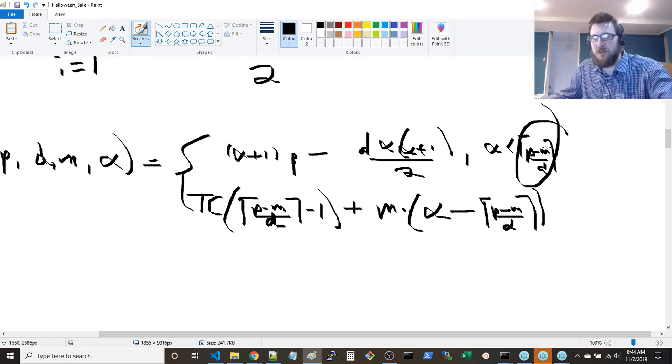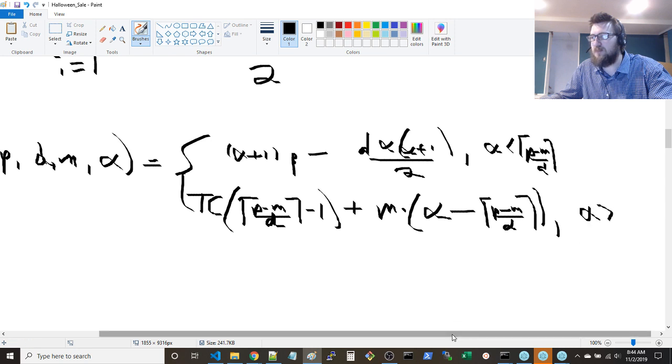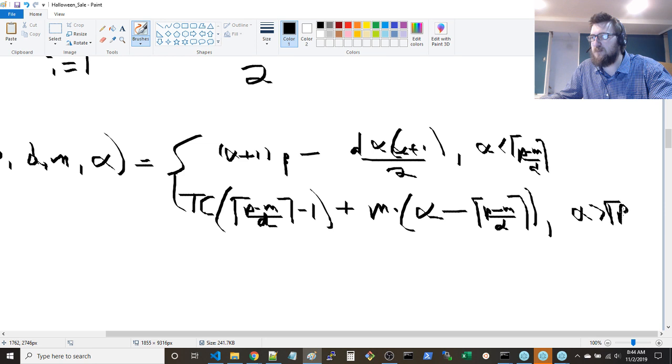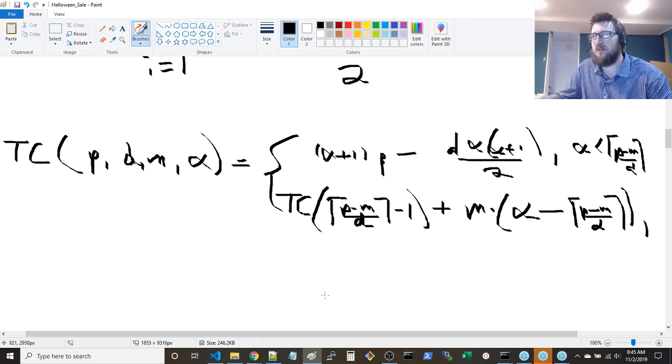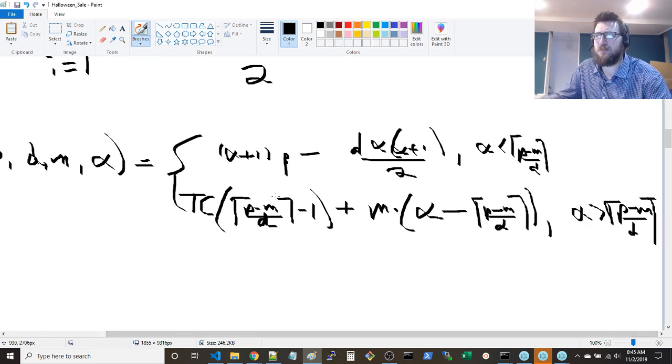This ceiling of p minus m over d will be exactly the point at which you have to start using m, and so this is going to be after that point of p minus m over d. Now I kind of wish I had let k be the ceiling of p minus m over d, so this could be a little cleaner. But this is what it's going to look like, and I think this is exactly right. The m times that difference, all these extra pieces at the end.